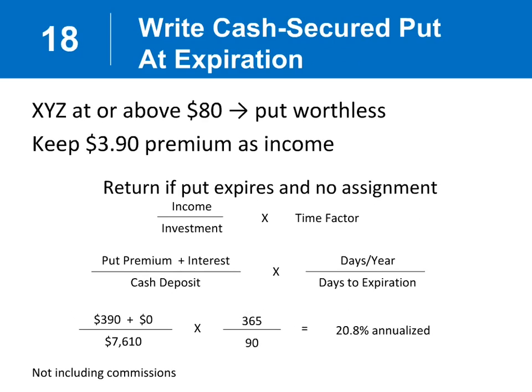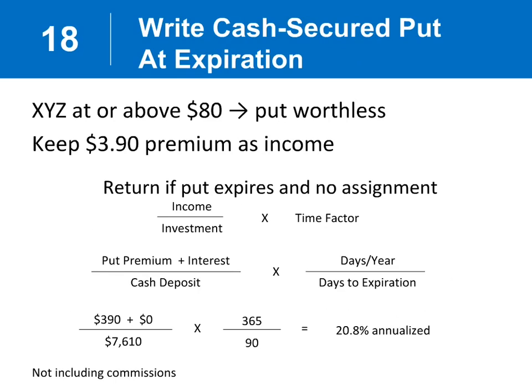So at expiration, say we've got XYZ at or above 80. If that's the case, the put's worthless, and we collect the $390 as income. That's at expiration. Again, what is the put? The put is the option to sell stock at $80. So if the stock at expiration is above 80, there's no value to selling the stock at 80, so the put expires worthless.